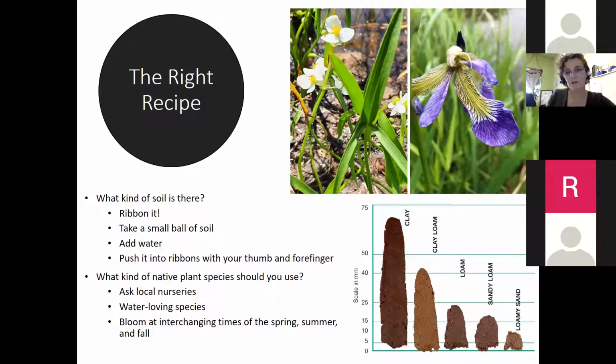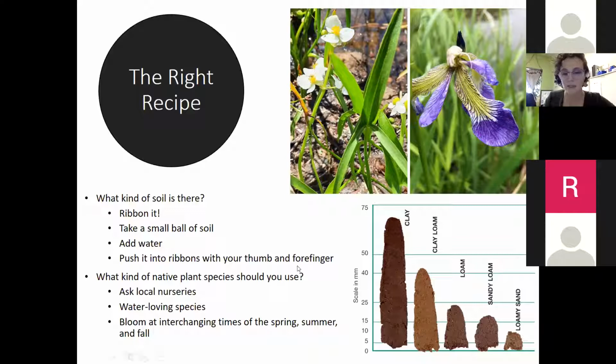So I just have a little example down on the bottom right there. But the method we use is to just take a small bowl of soil, add water, and push it into ribbons with your thumb and forefinger, and see how long you can get it. We also use this technique for wetland assessments. And it's really fun, if you believe me.